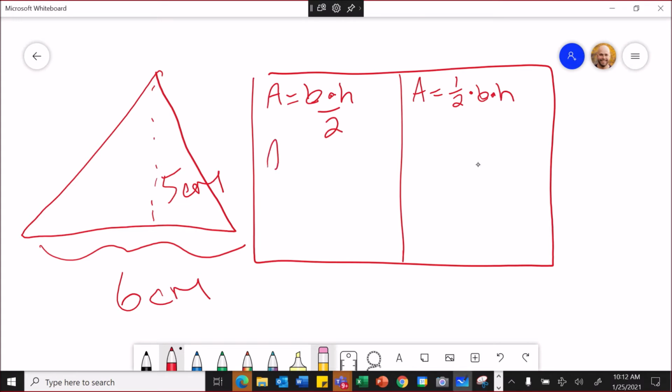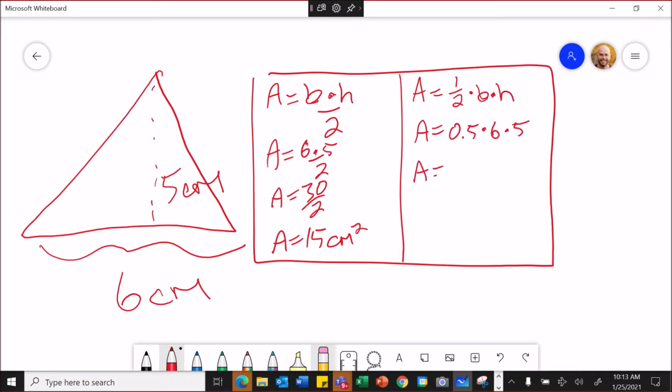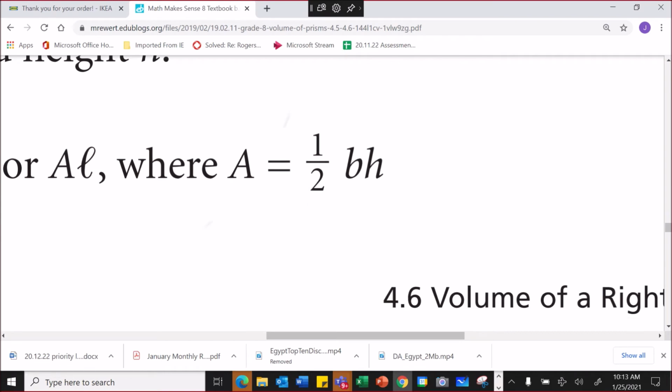All right, so let's take a look at this. We've got base times height, so that equals 30 over 2, which equals 15 centimeters squared. Now this way I've got 0.5 times 6 times 5. Well, guess what that's going to be? Half times base times height is the same formula as base times height divided by 2. The inverse of divided by 2 is times a half. So I just wanted to point that out. You may see this different formula than something we've done in class. They are the same formula, so that's not too confusing later on.